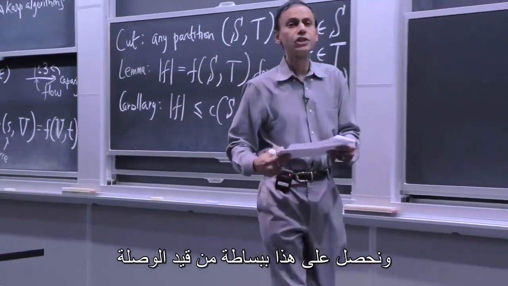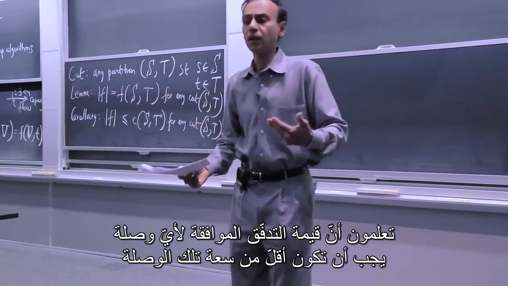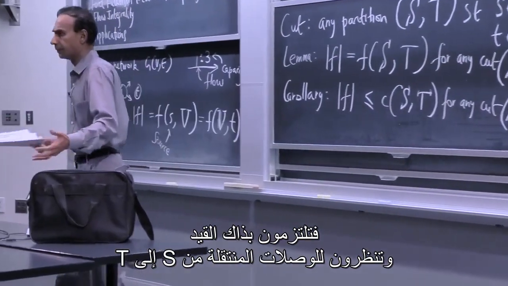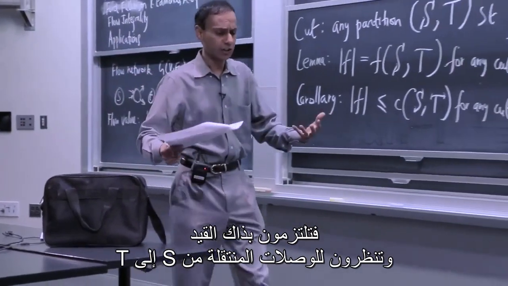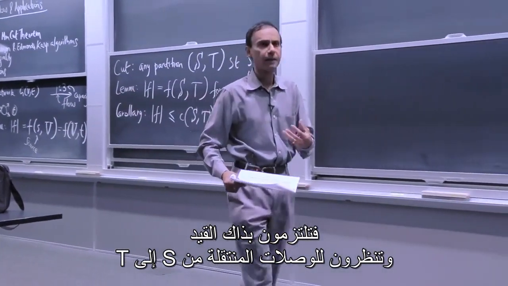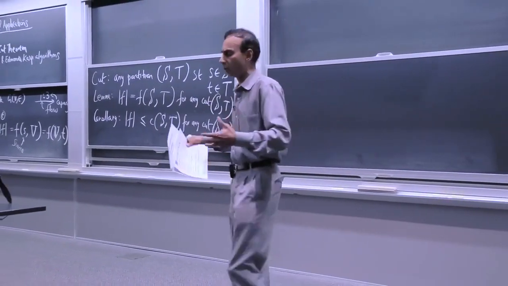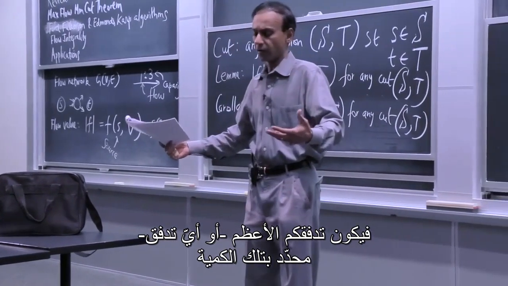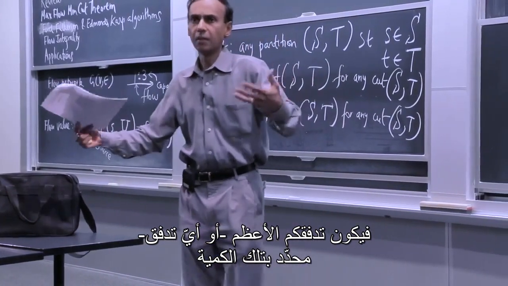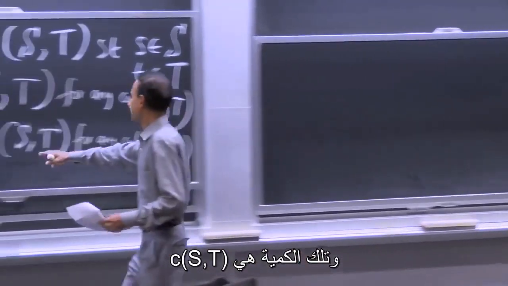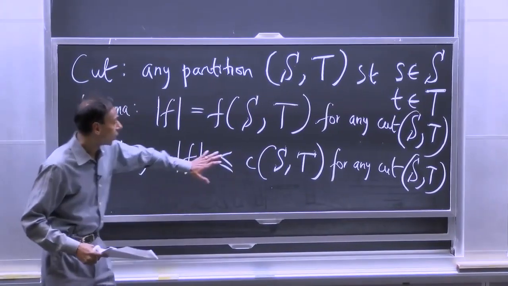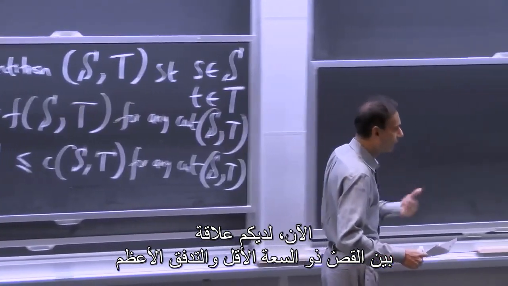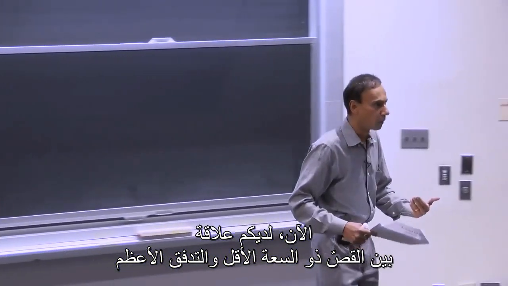And that simply comes from the edge constraints. You know that the flow value corresponding to any particular edge has to be less than the capacity of that edge. So you obey that constraint, and you just look at the edges that go from cap S to cap T, sum up those capacities, and your maximum flow or any flow is bounded above by that quantity. And that's our c(S, T). So you now have a relationship between the minimum capacity cut and the max flow.